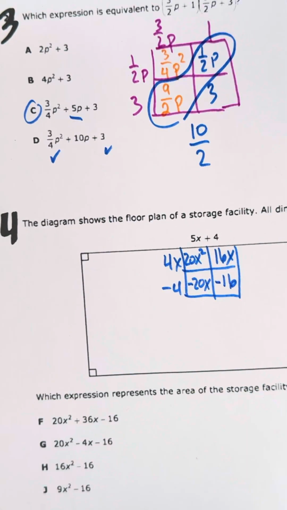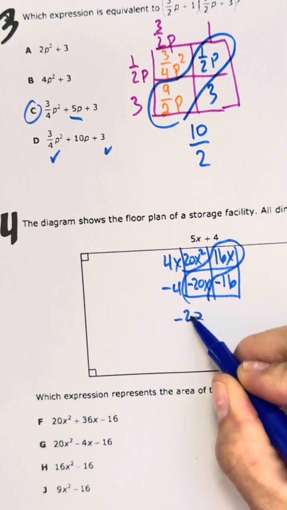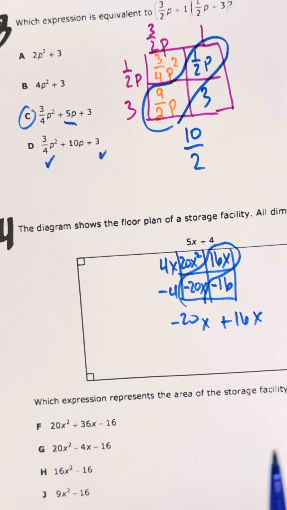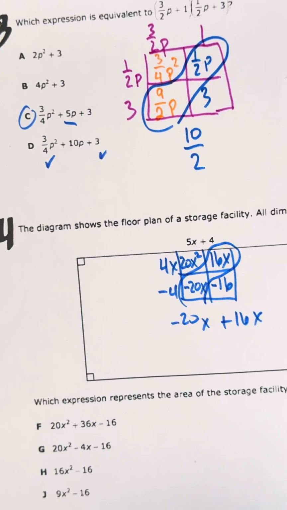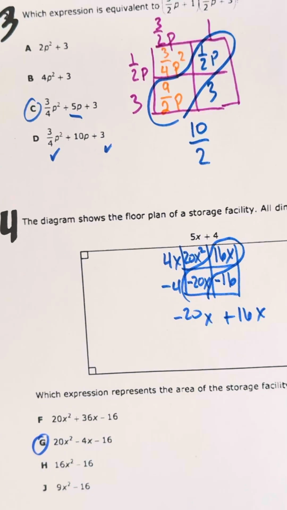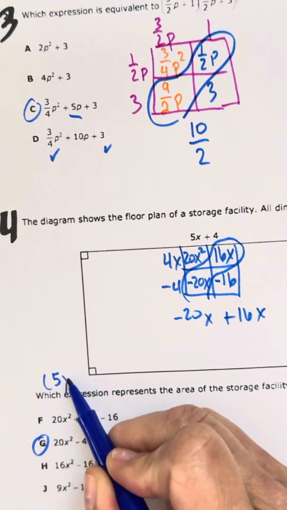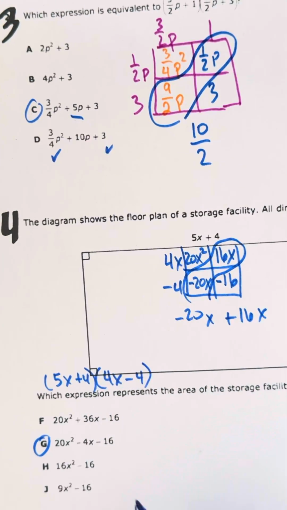And so, again, we have 20x squared as our first term, -16, and so we're looking at the middle term. -20x plus 16x. So in the calculator, you can do -20 plus 16. Well, you're going to take the sign of the larger number and you're going to subtract. So you're going to get 4. So your answer is G. So again, in Y1, you can type in 5x plus 4 times 4x minus 4. And then in Y2, put your answer and your table should match.